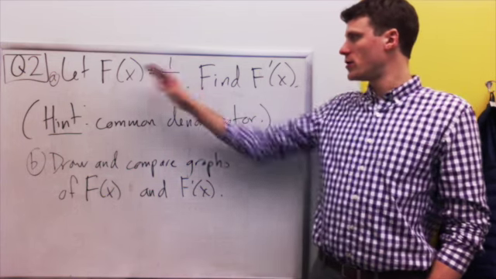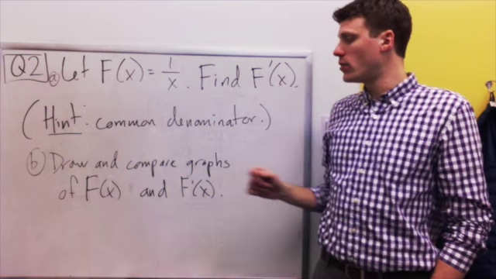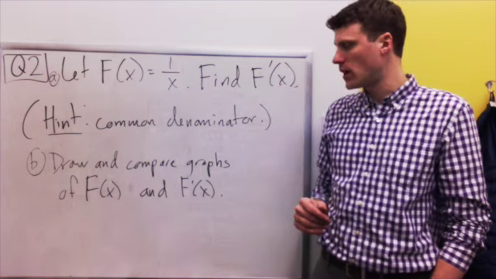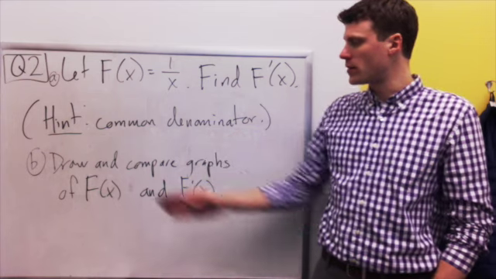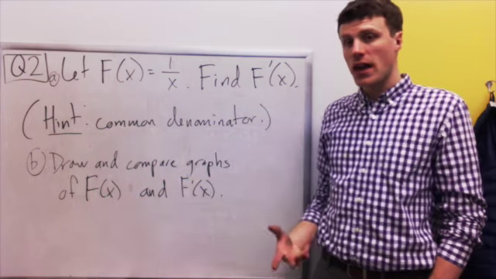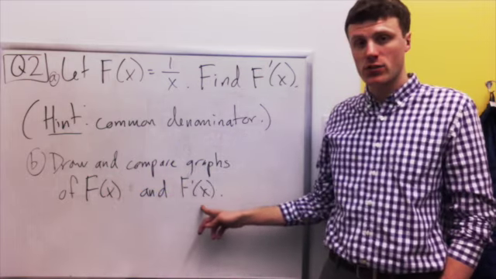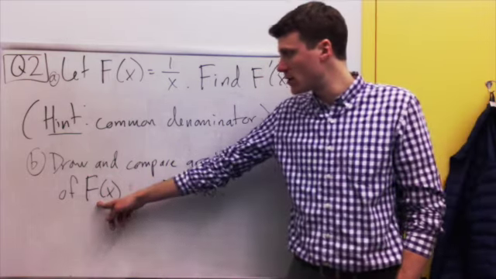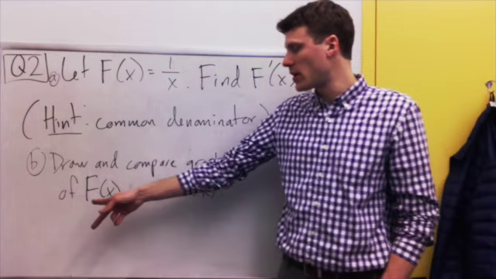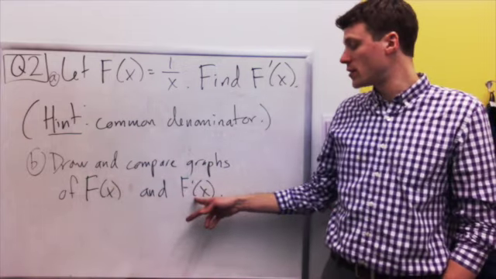B, once you've found formulas for these, graph both of the functions. Use an online graphing utility if you want to. That's fine. And compare the graphs of capital F and capital F prime, and in particular, see how increasing over here corresponds to positive over here, decreasing over here corresponds to negative over here, and if it happens, horizontal over here corresponds to 0 over here.